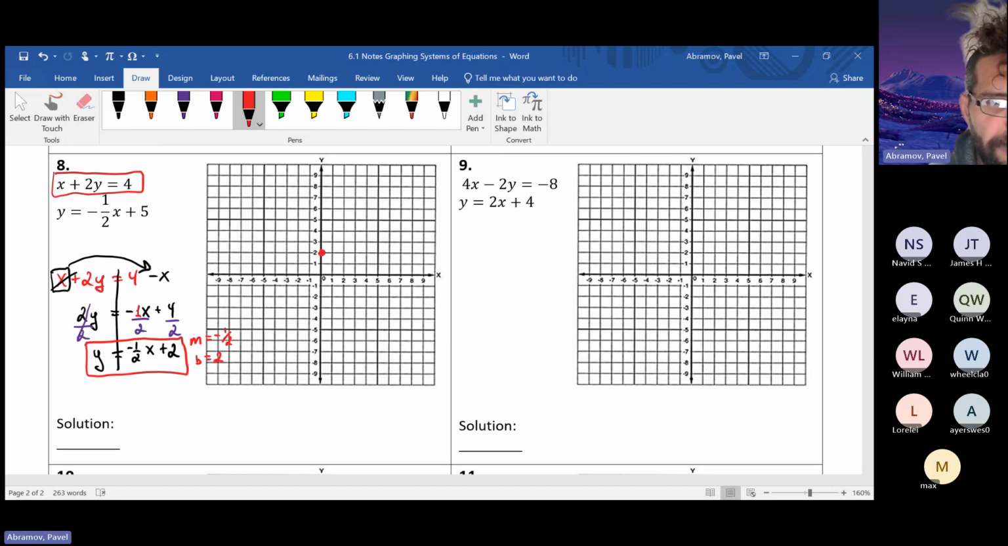We're starting at 2, and then we go down 1, 2 to the right, down 1, 2 to the right, down 1, 2 to the right, and so on. We also can go the other direction. And we can draw our line.